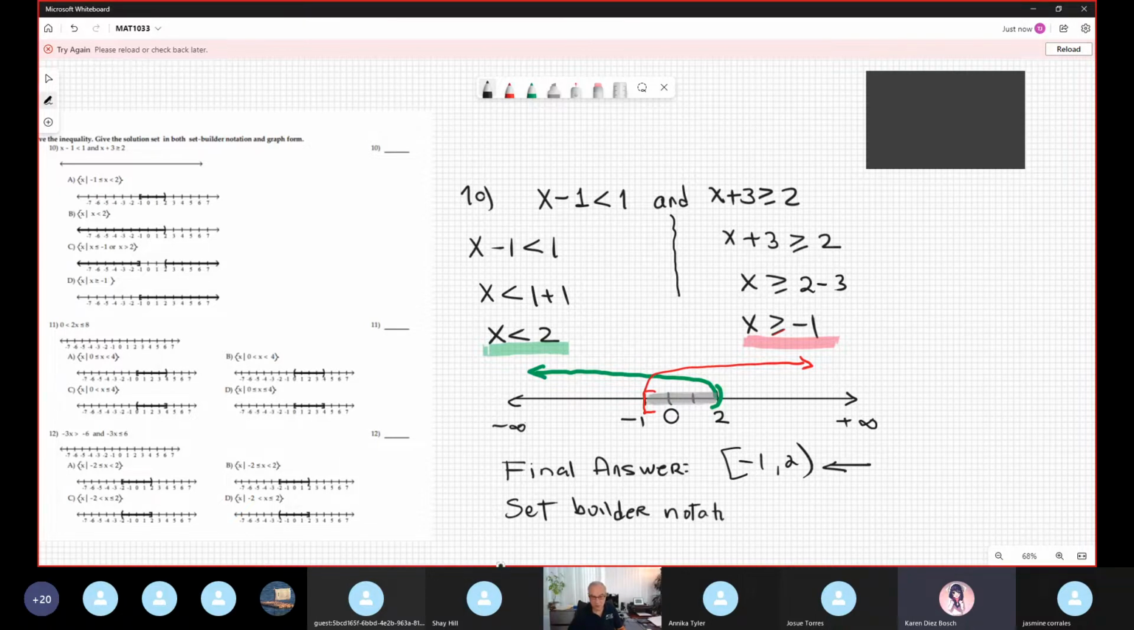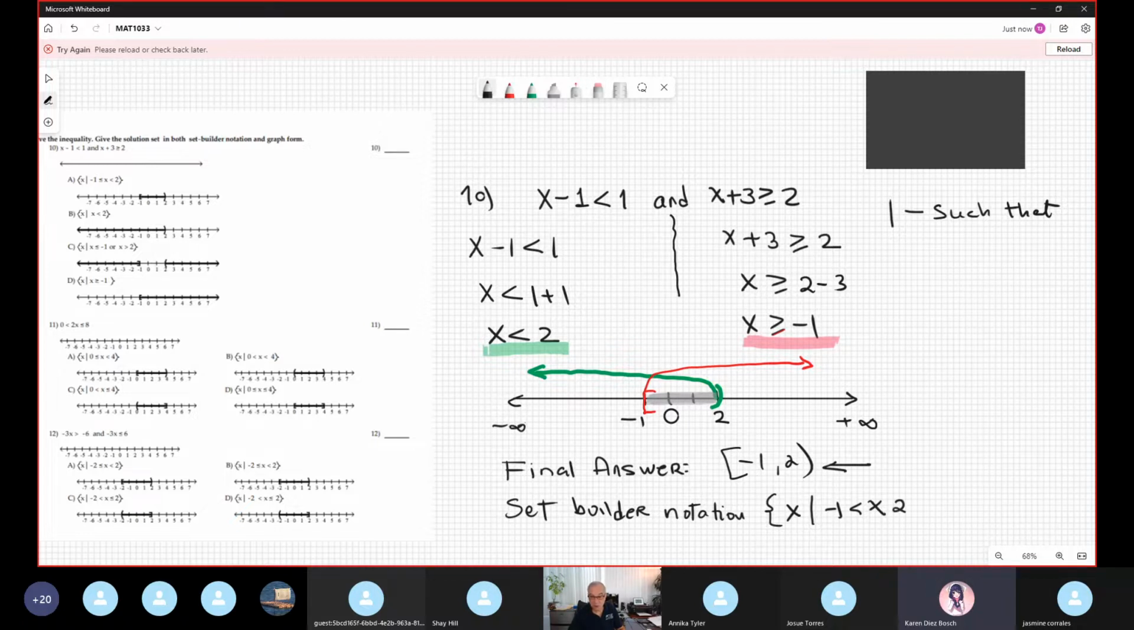Well, the formal way for set-builder notation: you open a curly bracket like that. You put the name of the variable, in our example x. You put a symbol, such that. This symbol, this tick, means such that. And you put a condition. The condition is x between -1 and 2.